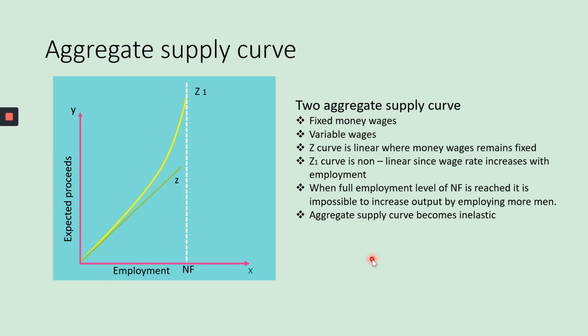In addition, I want to say a few things. In reality, the aggregate supply curve will be like Z1. In reality, you find only this type of curve. The aggregate supply depends on the relationship between prices and wages. One thing you have to keep very clear in your mind: the aggregate supply depends on two things, price and wages.